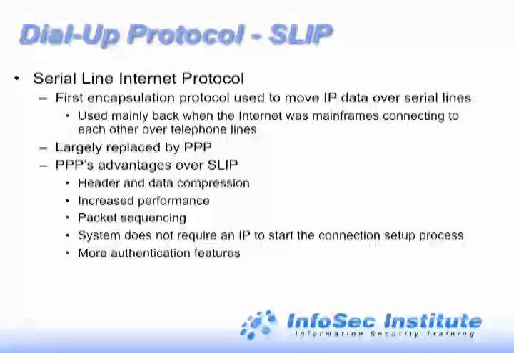And then SLIP, this is Serial Line Internet Protocol. It first encapsulates the protocol used to move the IP data over serial lines, and was then largely replaced by PPP. PPP's advantage over SLIP is the header and data compression, increased performance, packet sequencing, and the system does not require IP to share the connection setup process. There are also more authentication features in PPP than SLIP.